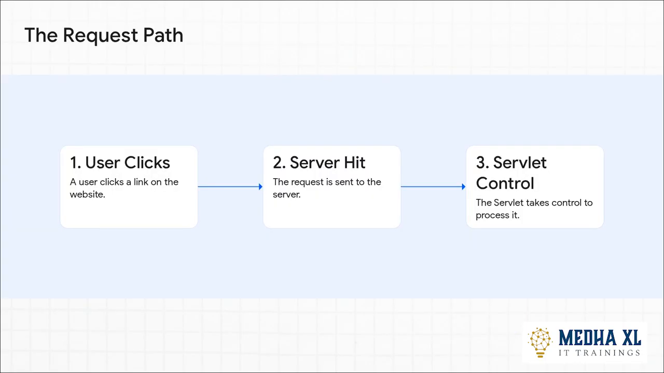So let's just trace that path real quick. You click on a link to see a product. That click zips across the internet as a request and hits the server. Immediately, the servlet intercepts it, ready to go. But now it has a question. Where does it get the product's price, its description, its availability? Well, for that, it needs to talk to a database.